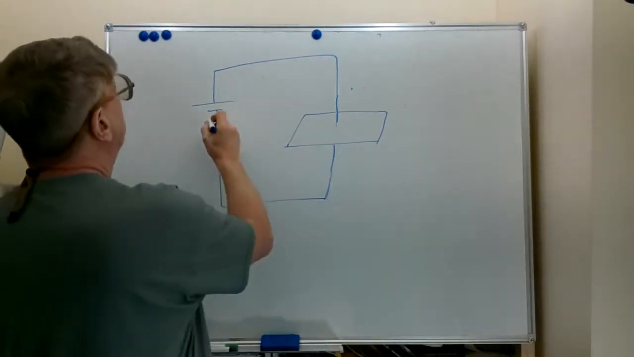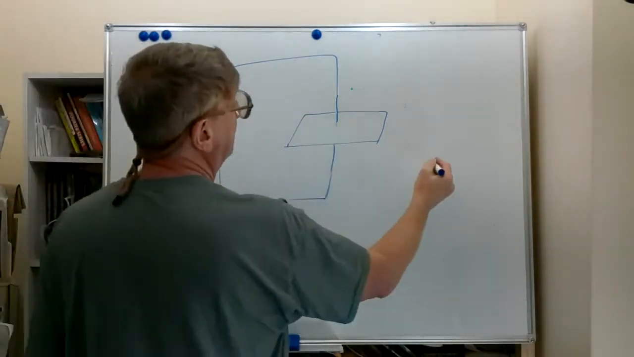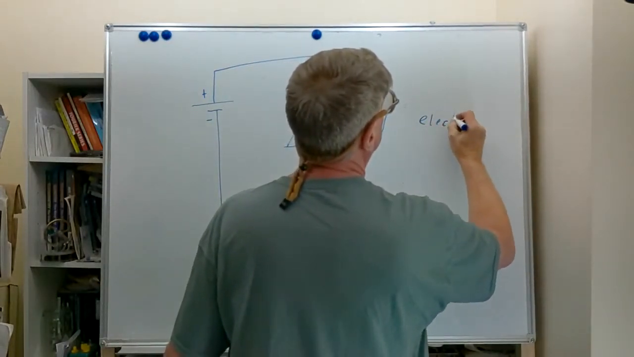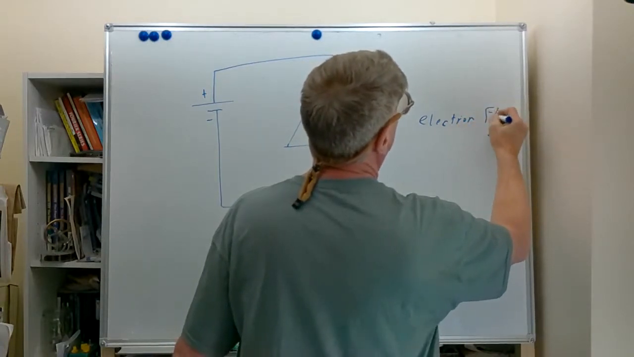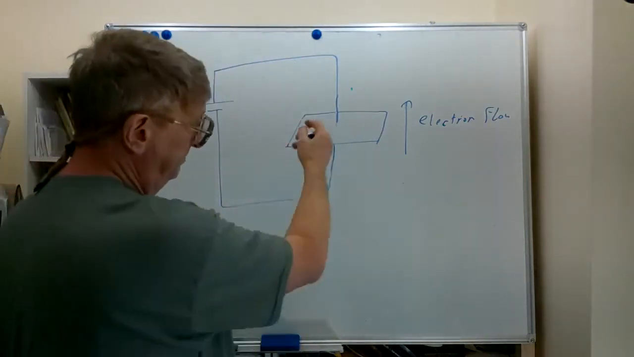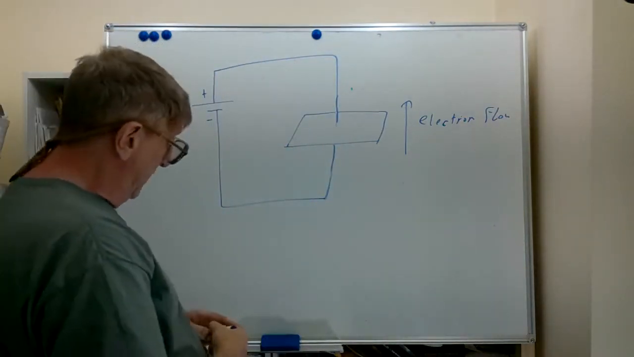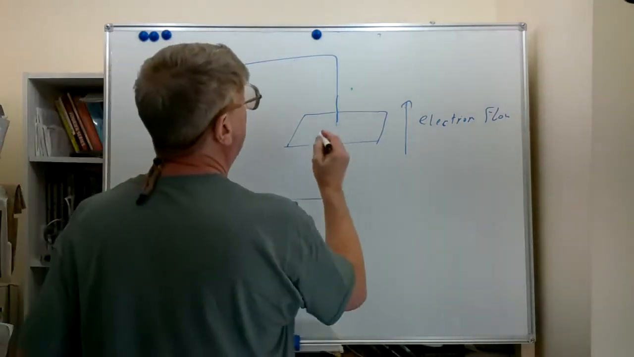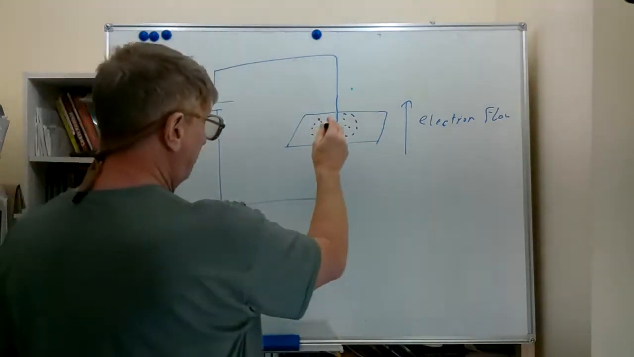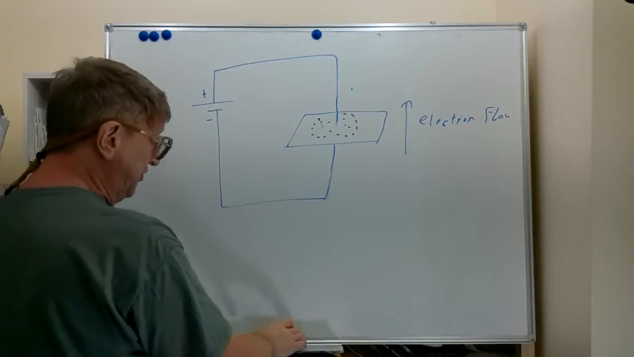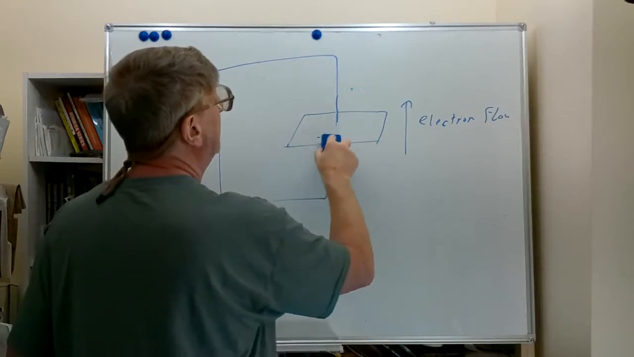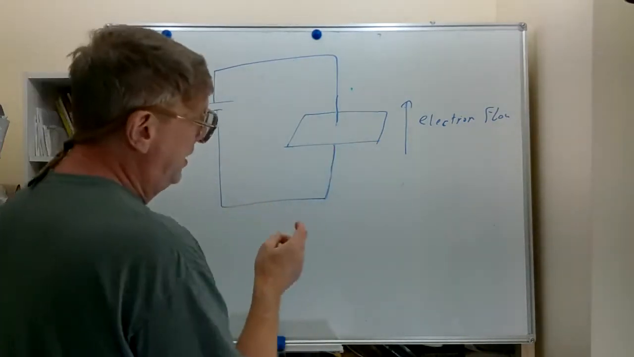Now we have here, this is negative, positive, so we have electron flow. And that's going in an upward direction through that plate. If we put a bunch of little iron filings on here, they would allow us to see the magnetic field that occurs around this wire. They would line up with that magnetic field around that wire.